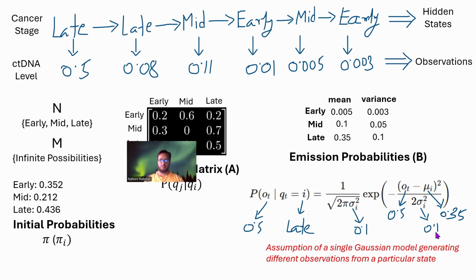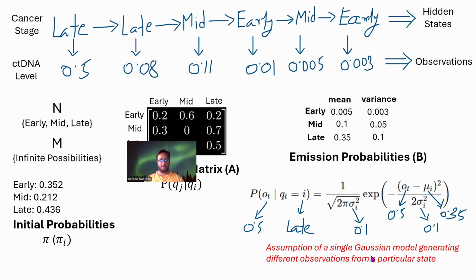The variance is, as I said, 0.1. And the mean, what is the mean? The mean at late stage is 0.35. So we put 0.35 here. If we plug in all these values, we get the probability. So you can calculate the probability of any observation. It can be any continuous value given any of the 3 hidden states right here.